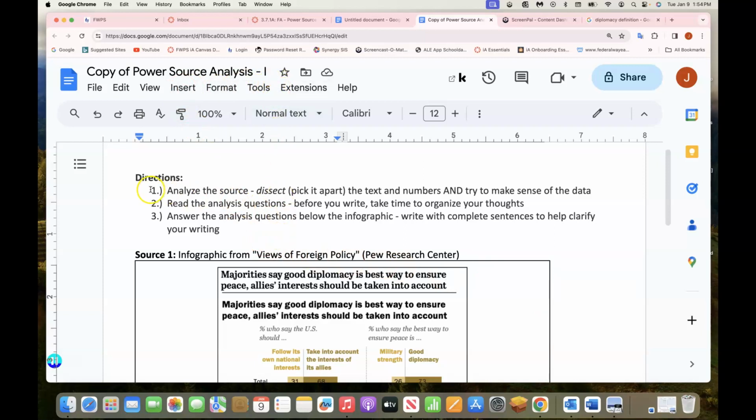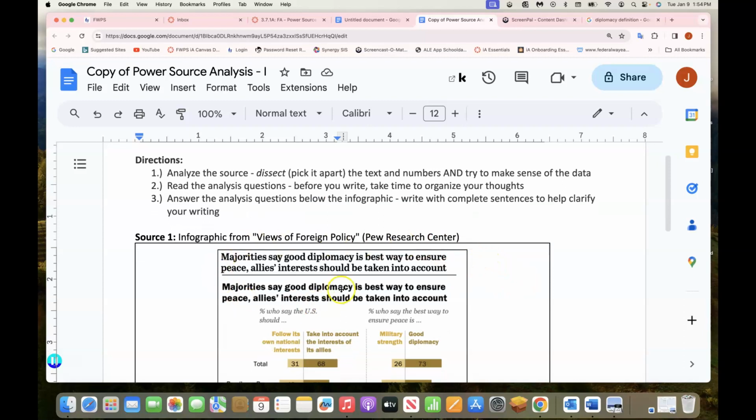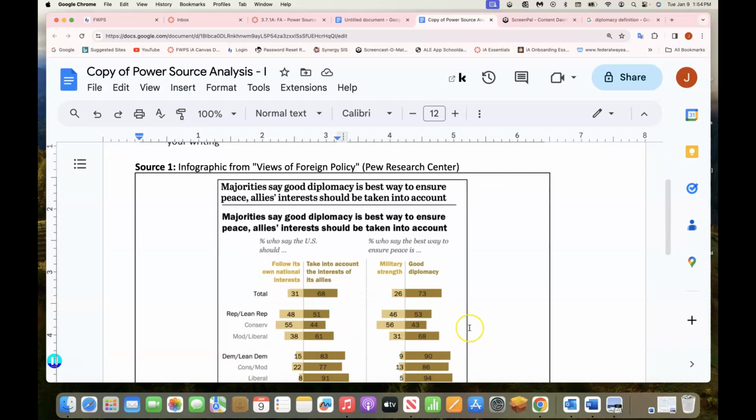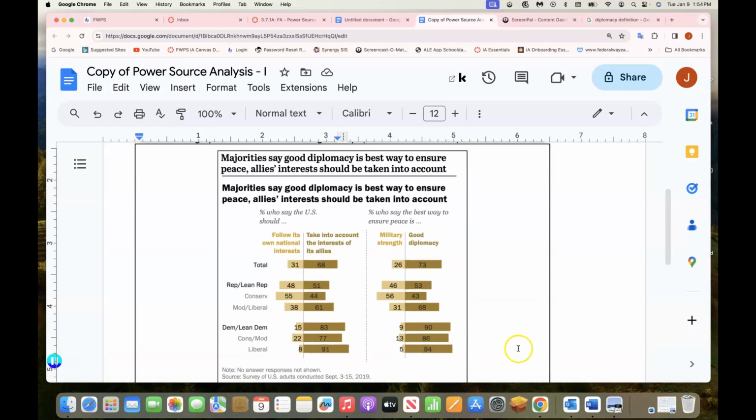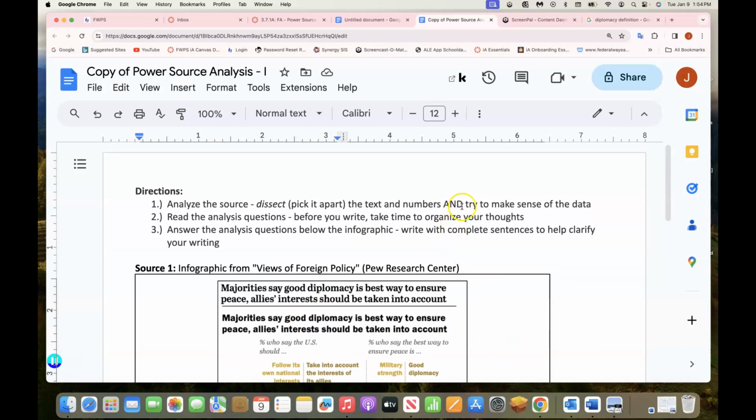At the top it reads, the first thing that you're going to do is analyze the source. Well, what in the heck does that mean? It means that you are going to dissect. I like to think of dissect as picking it apart. You are going to scrutinize the words and the numbers, and you're going to try to connect what the words and the numbers all mean. So that's what I said right here: try to make sense of the data.